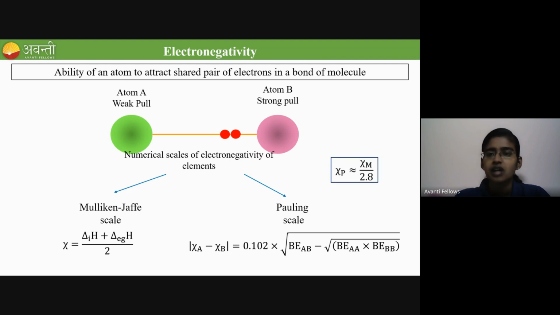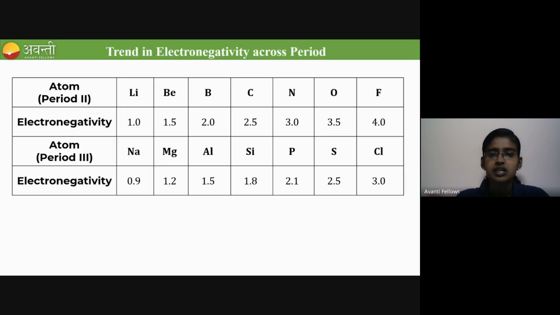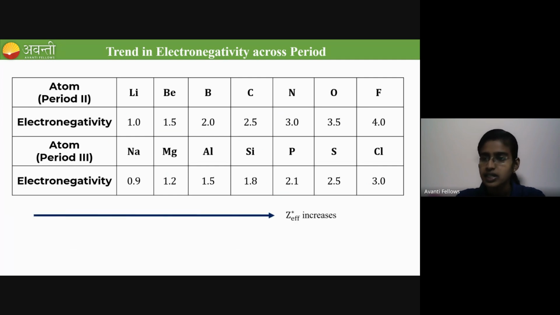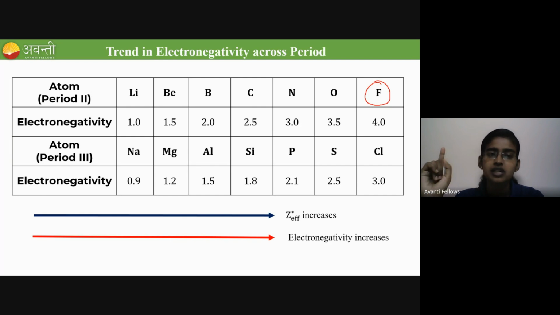Now let us see the trend of electronegativity across the period. Across the period, you see here the value increases. So across the period, effective nuclear charge increases, and electronegativity also increases. And fluorine is the most electronegative element in the periodic table. The first most electronegative element, with the electronegativity value 4, is fluorine. You should not forget that.